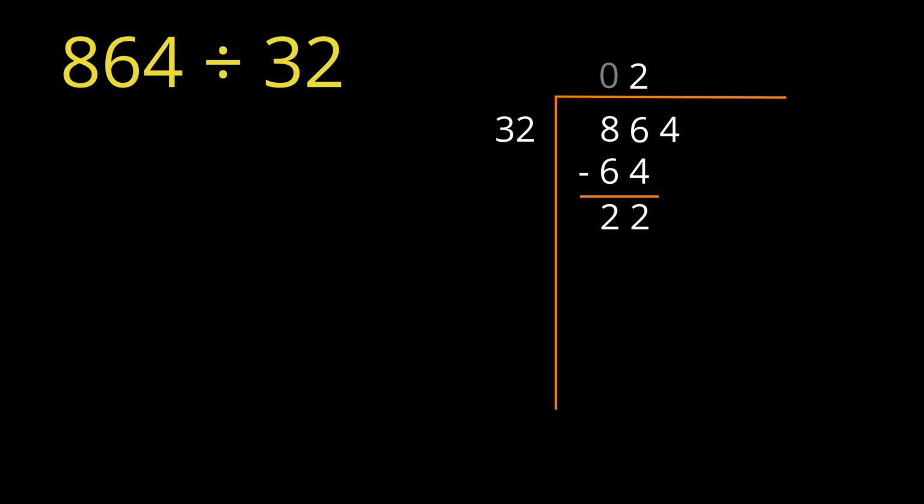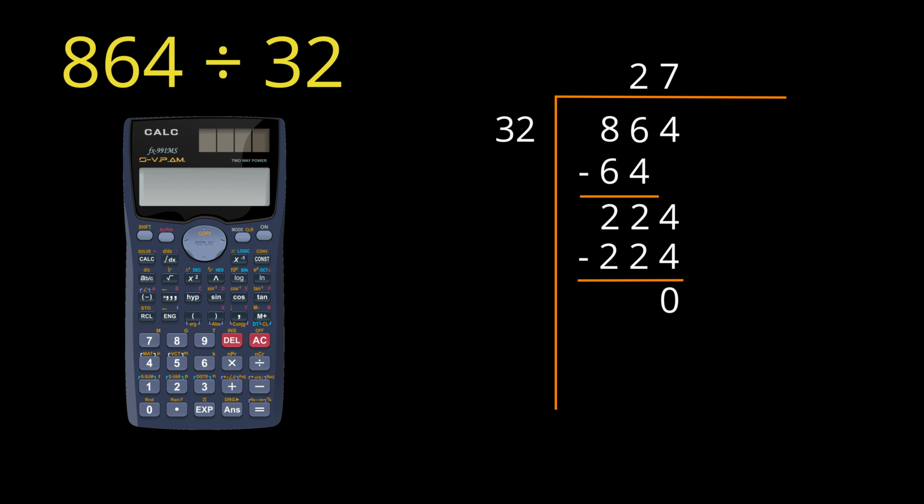32 does not divide into 22, so bring down the next number, which is 4. 32 divides into 224 7 times. Write 7 in the answer. 7 multiplied by 32 is 224. 224 minus 224 is 0. When the remainder is 0, we have finished the division. So 864 divided by 32 is 27.